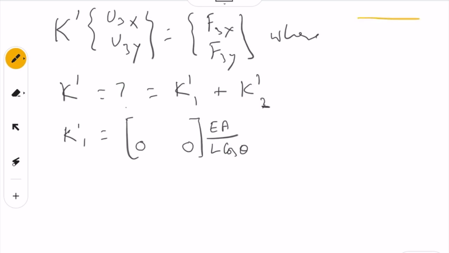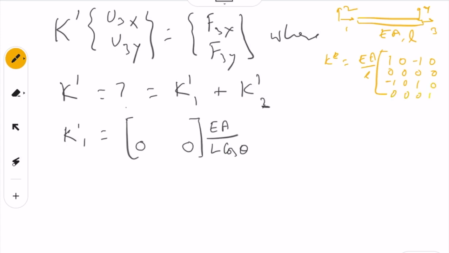For a bar like this one, where this is 1, this is 2, this is 3, this is 4, with EA and the length called small l, you know that K E will be equal to EA over l, right. And in 4 by 4 format, it will be 1 0 minus 1 0, 0 0 0 0, minus 1 0 1 0, then 0 0 0 0, that's what that is. Where this becomes 1, this 2 3 4, similarly this becomes 1 2 3 and 4.